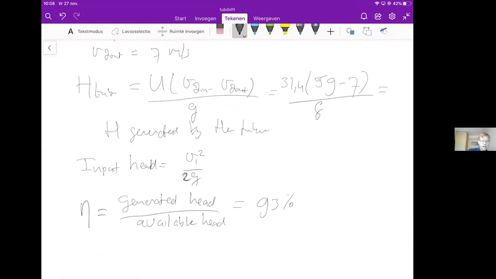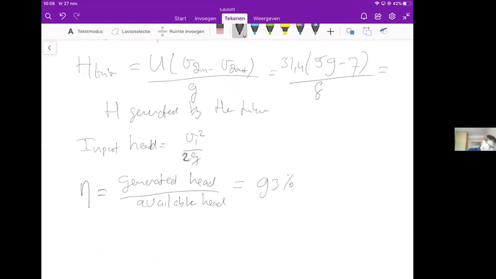Now we can also calculate the flow, the Q. The power generated is delta P times Q. That's really the definition of how you can calculate the power: it is Q times delta H times rho. Now we know the power is 4 megawatt. We know delta H and we know rho.